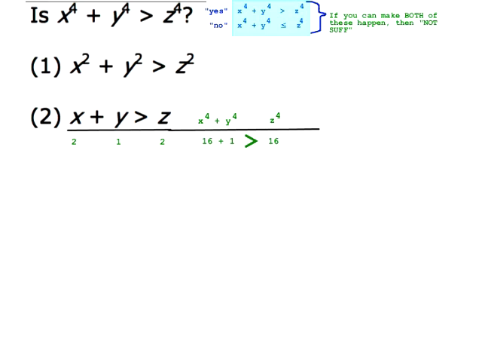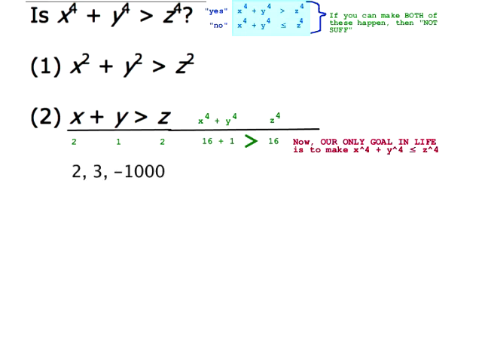So now the goal in life that we have is to make the left-hand side, x to the fourth plus y to the fourth, less than or equal to z to the fourth, while still keeping this condition true.